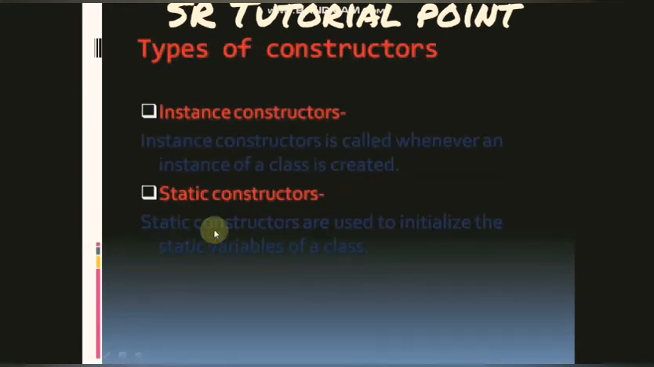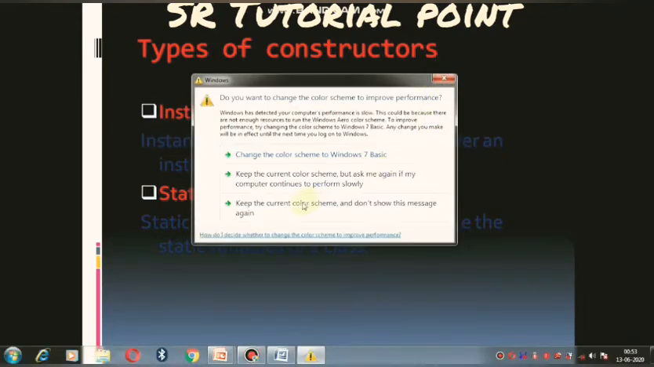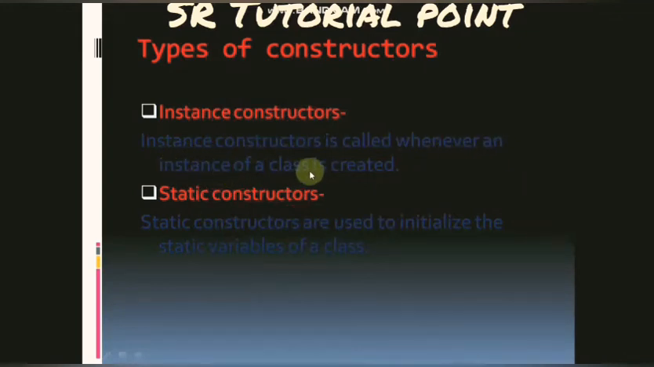Types of constructors. There are two types of constructors. First one is instance constructors. The next one is static constructors. An instance constructor is called whenever an instance of a class is created. Whenever you create an object, this instance constructor will be called automatically. Then static constructor. Static constructors are used to initialize the static variables of a class.